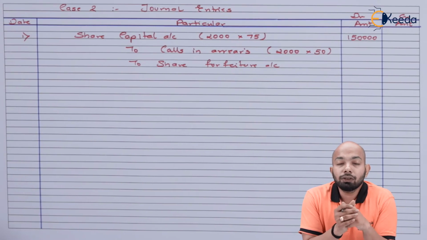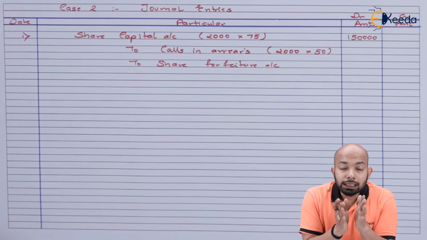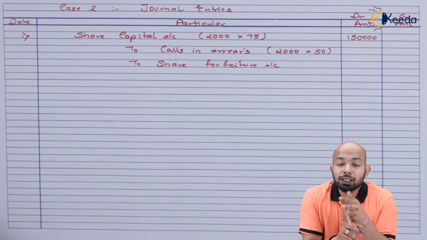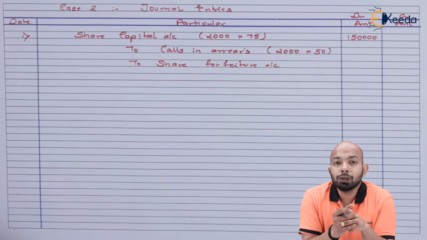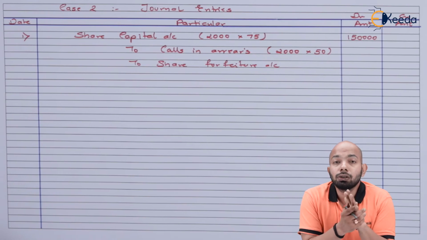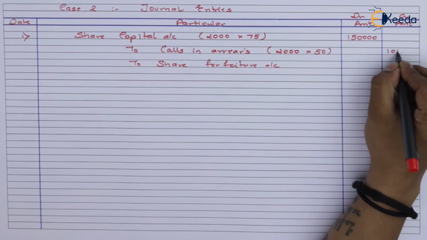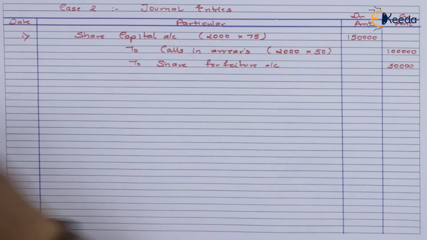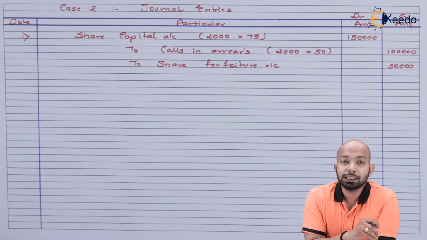Now on the credit side, we have the sum of calls in arrears. Here they've mentioned that allotment and first call weren't paid. That means 25 each, so a total of 50 rupees hasn't been paid on both the calls. 50 multiplied by 2,000 will give you a value of 1 lakh. So that is the total of calls in arrears, 1 lakh rupees. So the balance that will be left in the share forfeiture account will be a total of 50,000.